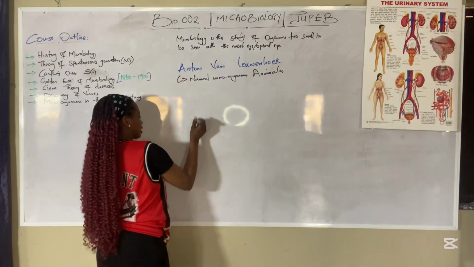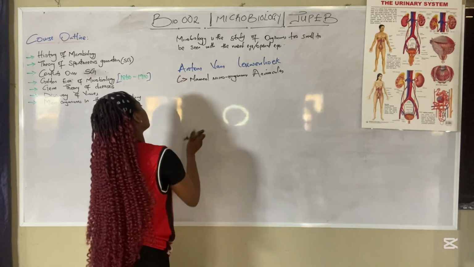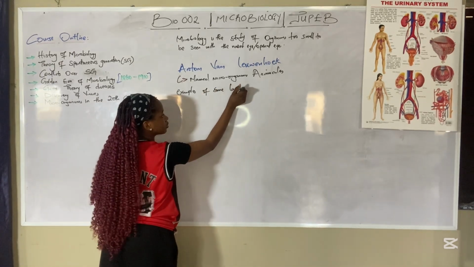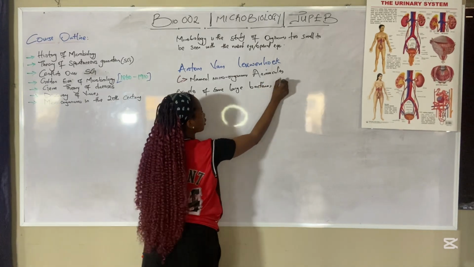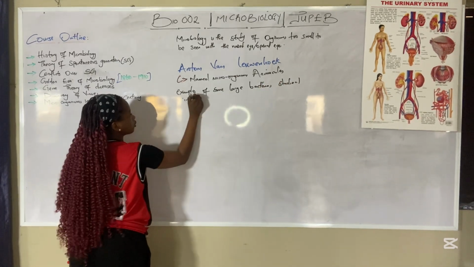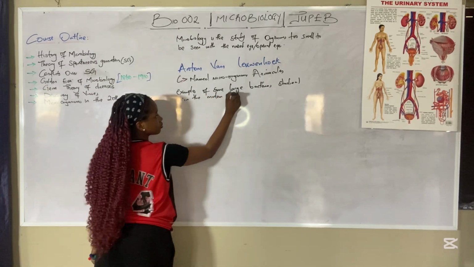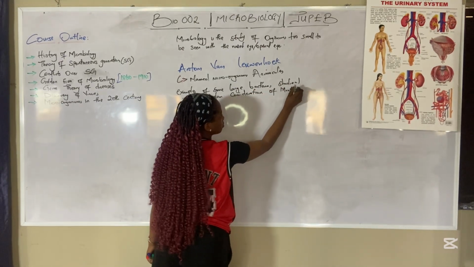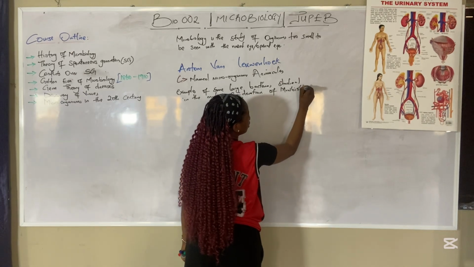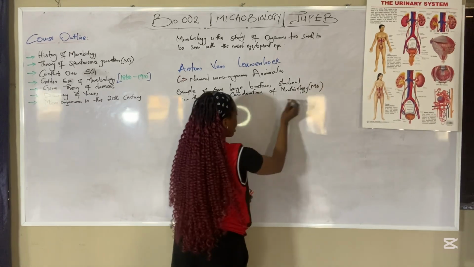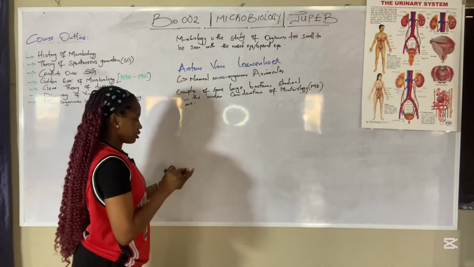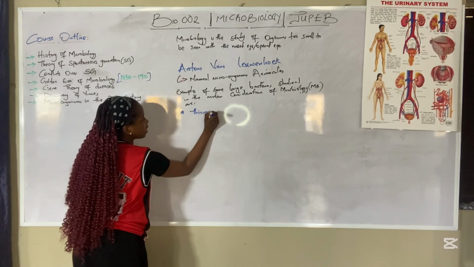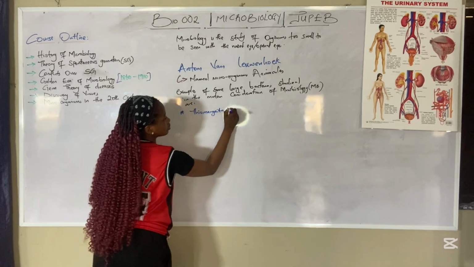So we have Thiomargarita magnifica. These are examples of some large bacteria studied in the modern consideration of microbiology, which I'll be writing as MB for short. We have Thiomargarita magnifica.